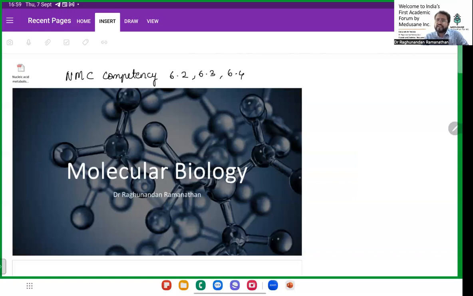Apart from it, we have read that there is a salvage pathway. In the salvage pathway, what is that enzyme? Adenosyl phosphoribosyl... Adenine phosphoribosyl transferase. Very easy. Adenine phosphoribosyl transferase.